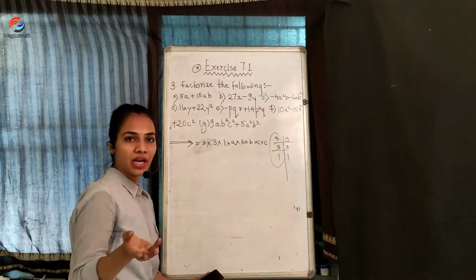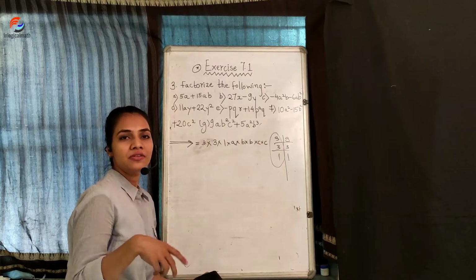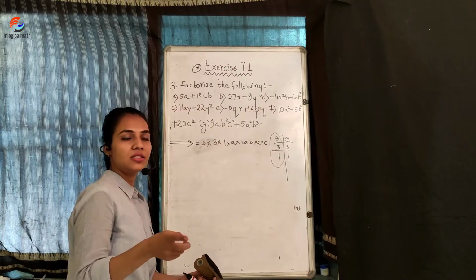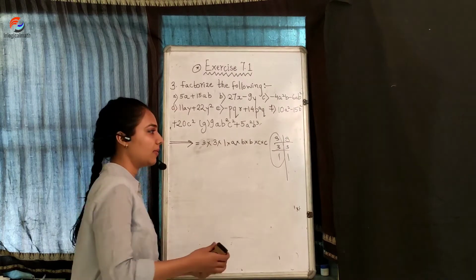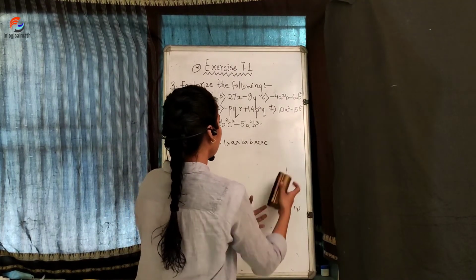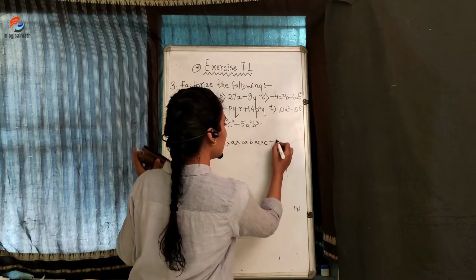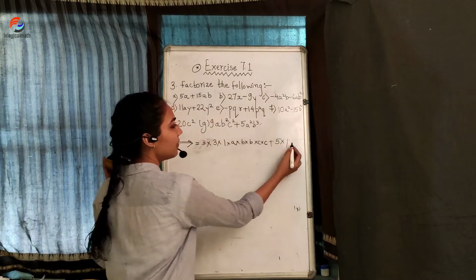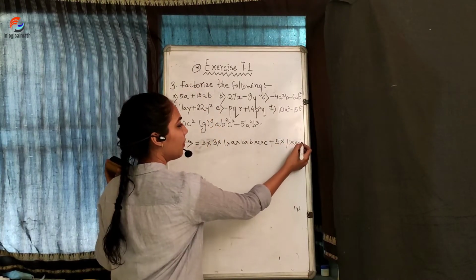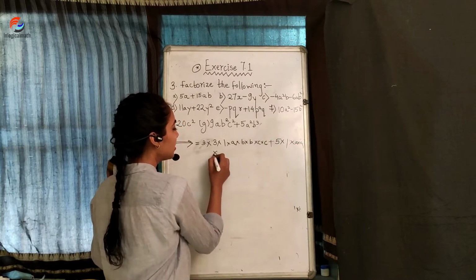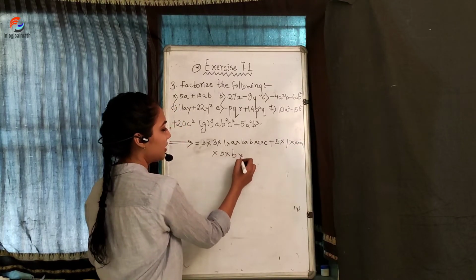Then 5 is a prime number, so 5 is divisible by only 2 numbers, 1 and itself, so the factors of 5 are 5 multiply 1. Plus 5 multiply 1. A having which power? 2 power, A multiply A. B having 3 power, just write B 3 times, B multiply B multiply B.